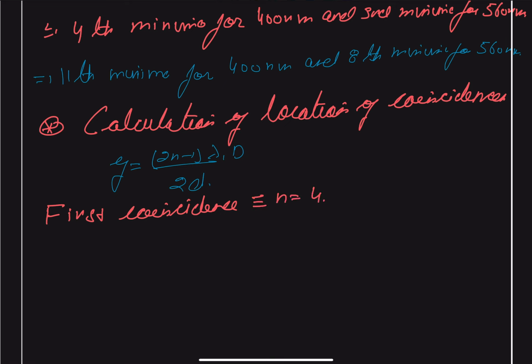So we can write that y1 will be equal to (2 times 4 minus 1) times 400 nanometer, that is 400 times 10 to the power minus 9, capital D is given as 1, and small d is 0.1 millimeter, that is 10 to the power minus 4, divided by 2. So this gives us 14 millimeter.